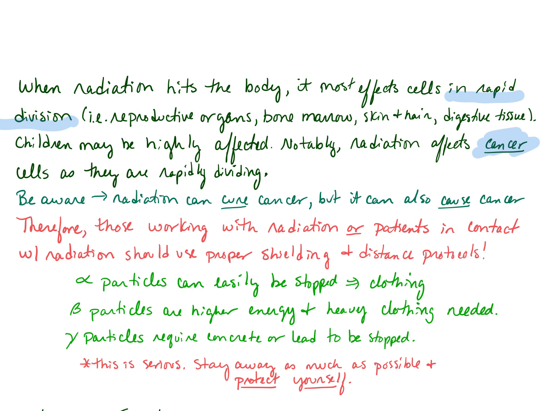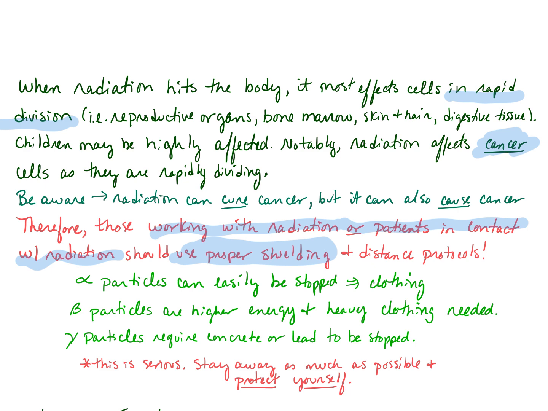Because since we have these high energy types of molecules, subparticles really, around, they can affect the way that cells behave and the way that they work. So it is very, very important. If you are in the medical field working with radiation, or even patients in contact with radiation, you need to use proper shielding. The best proper shielding you can get is distance. The further away you get from radiation, the better off you're going to be.